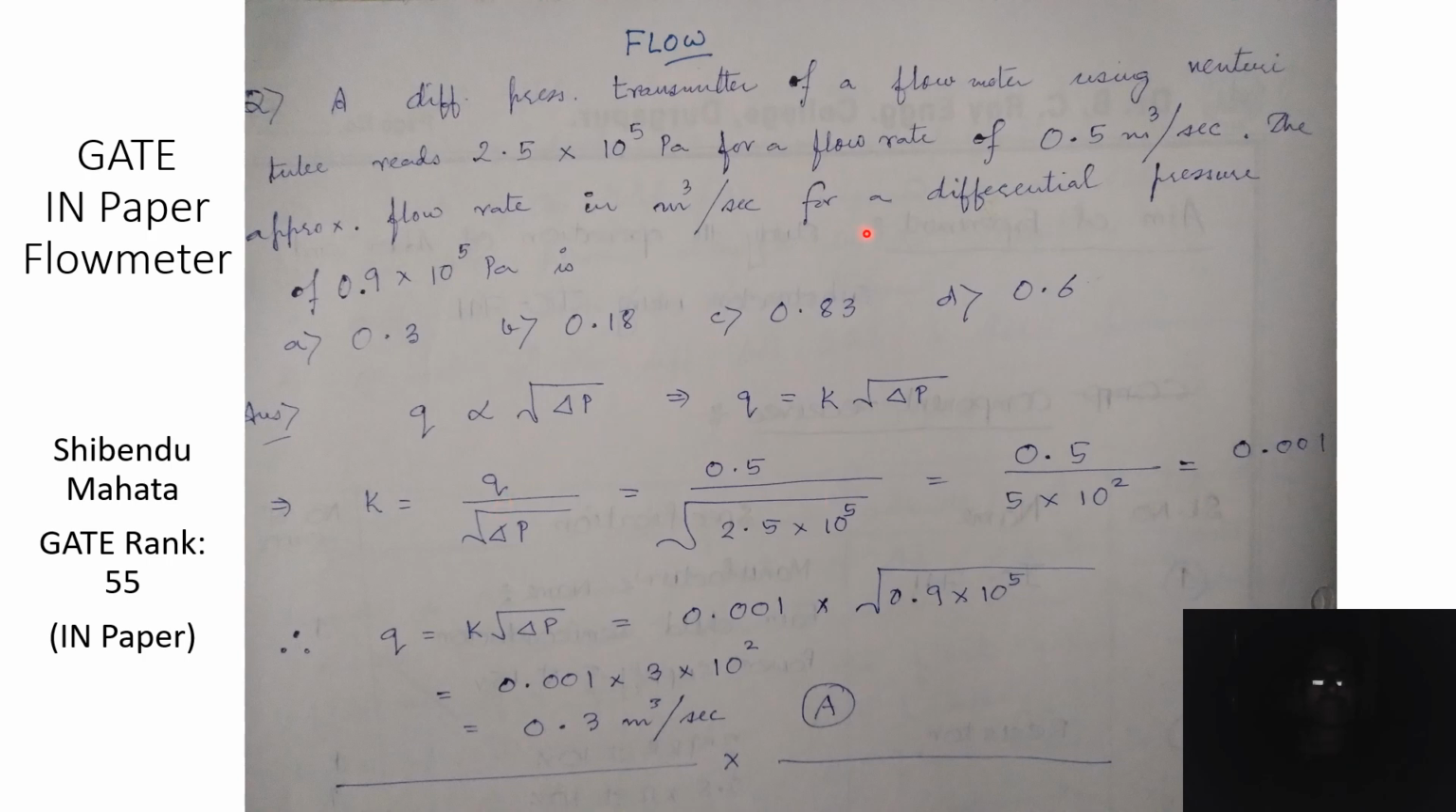And then the question now wants us to know what should be the value for the flow rate if the differential pressure changes to 0.9 × 10^5 Pascal. So if we refer back once again to this equation, Q is equal to K times square root of delta P. We have already found out the value of K, and the value for delta P is 0.9 × 10^5 Pascal. So if we substitute them and solve for it, the answer turns out to be 0.3 meter cube per second. So option A is the correct answer for this problem.